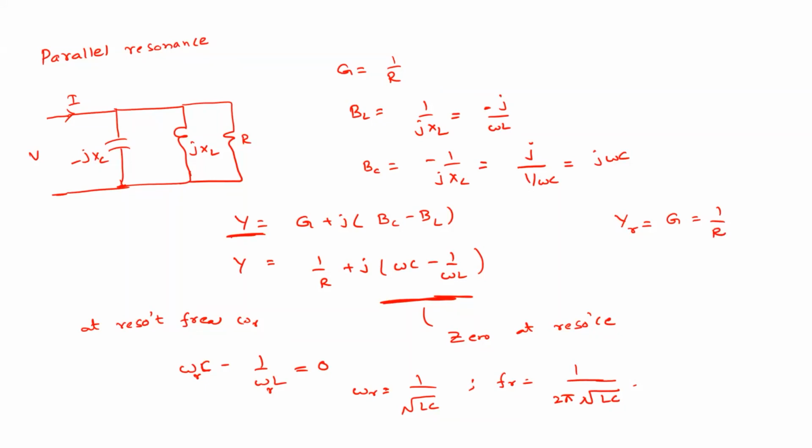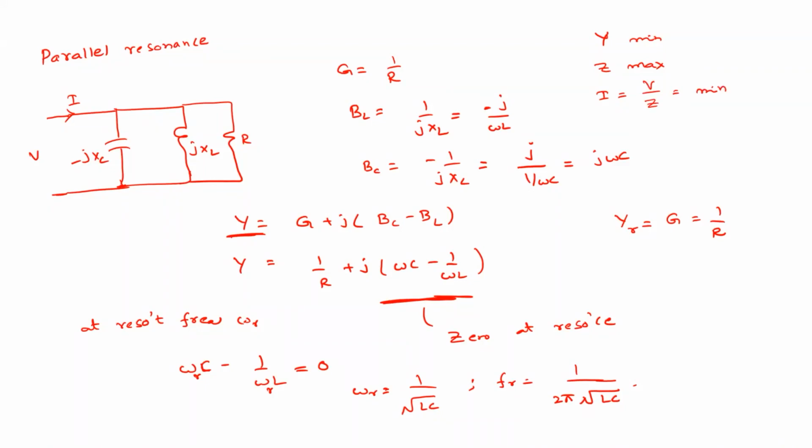That means the admittance will be minimum at resonance. If the admittance is minimum, the impedance Z will be maximum. If Z is maximum, the overall supply current I, which is equal to V by Z, will it be minimum or maximum? Minimum. So that is the difference.